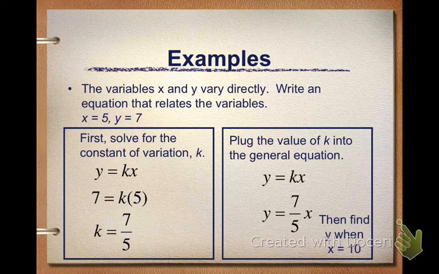Don't overcomplicate it. It's not complicated. That's direct variation, and when we get into inverse variation later, we'll cover that. Don't make it harder than it really is.